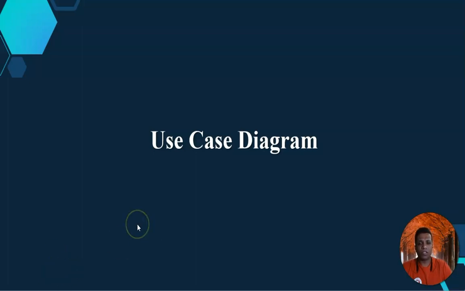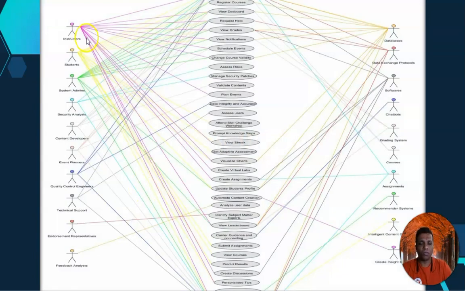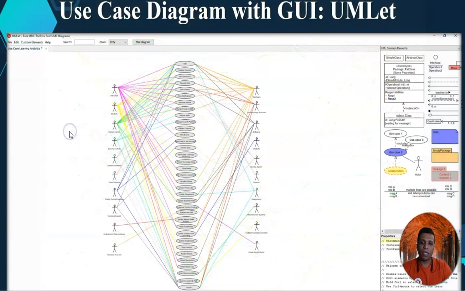I'm going to be taking you through the next part of this presentation. First, we have the use case diagram. A use case diagram indicates how the user uses the system. On the left hand side, you can see human actors such as instructors, students, system admins. On the right hand side, you can see non-human actors such as databases, data exchange protocols, software, chatbots. Here is a graphic user interface of UMLet, the software used for this diagram.